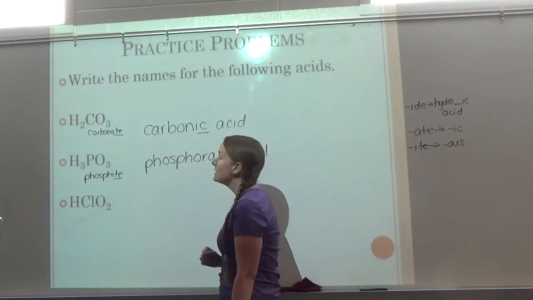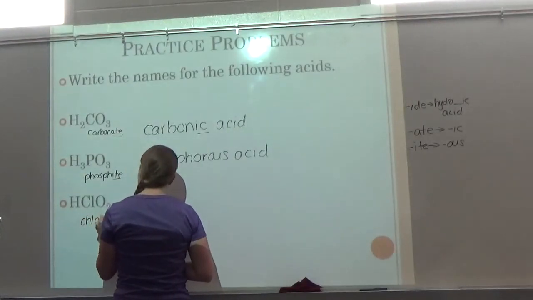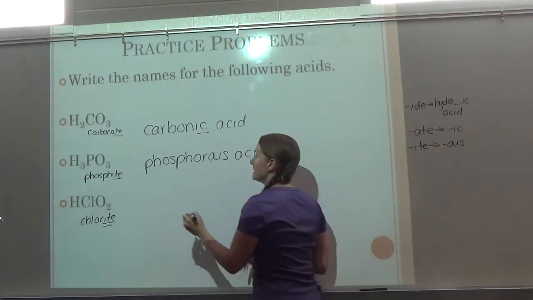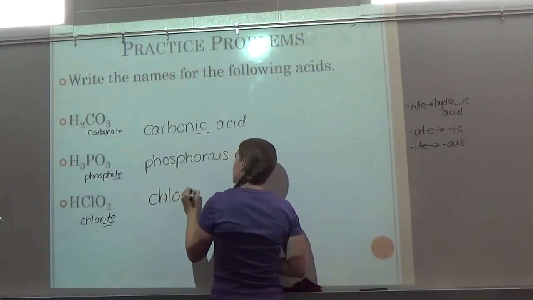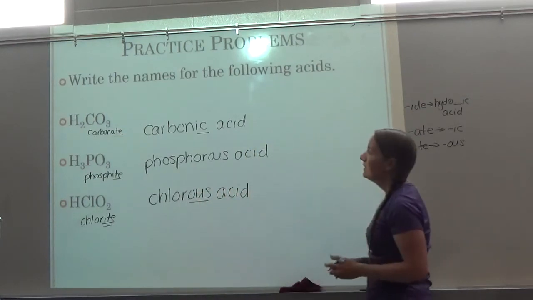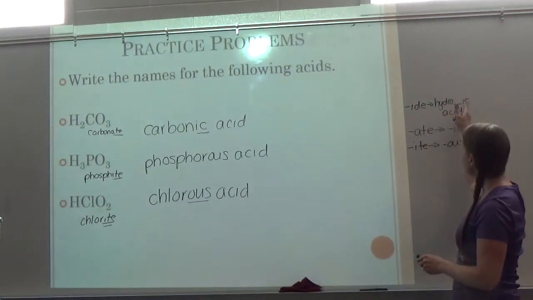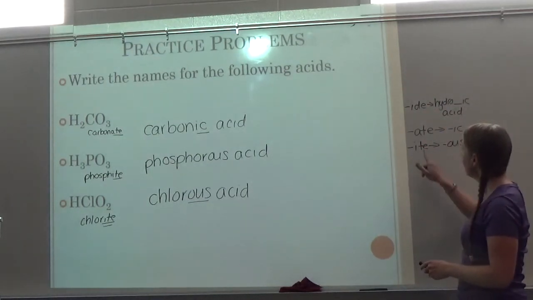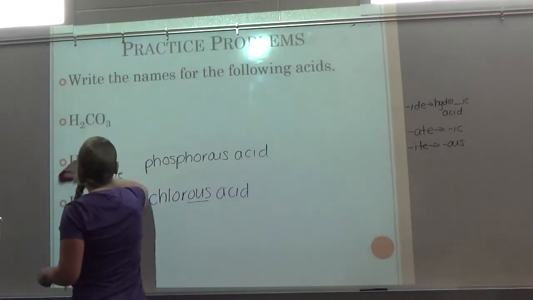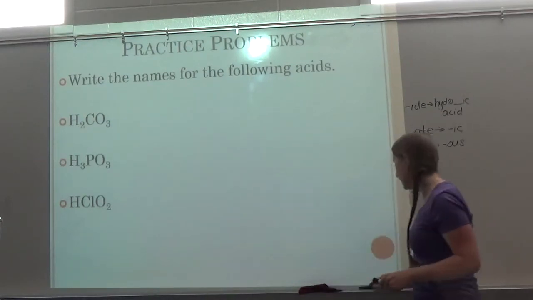Our last one is HClO2. ClO2 is chlorite. So it has an ite ending, which becomes ous. So it becomes chlorous acid. All right, so see, it's not that bad. Ide becomes hydro-blank-ic acid. Ate goes to ic, and ite goes to ous, and neither of those have hydro in the front. All right, so now let's look at, well, what if we need to write the formula?